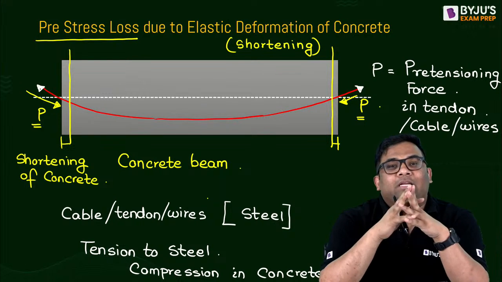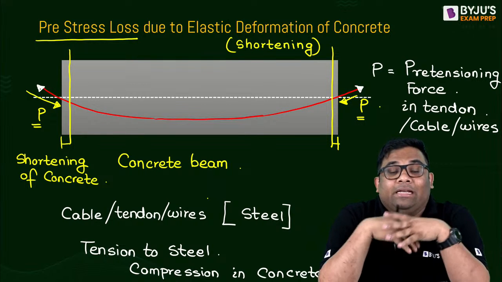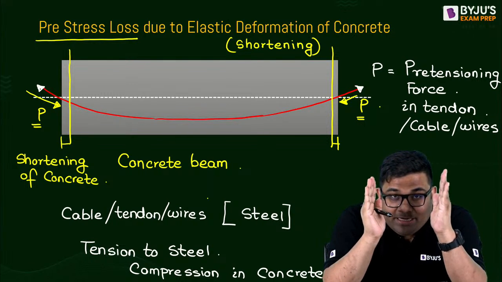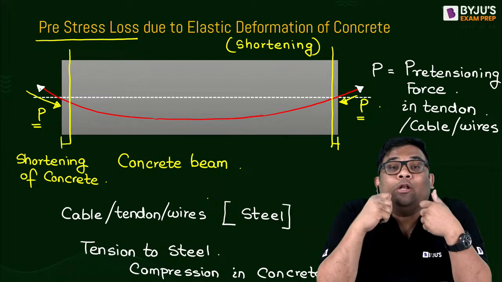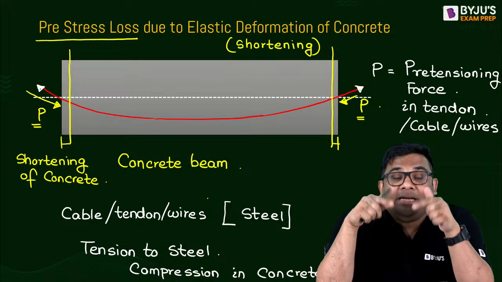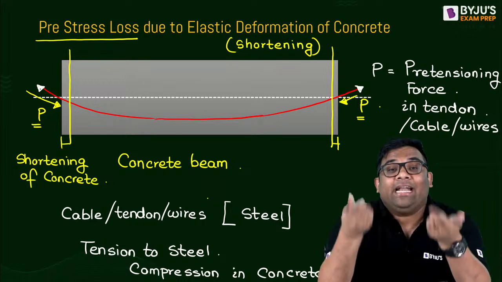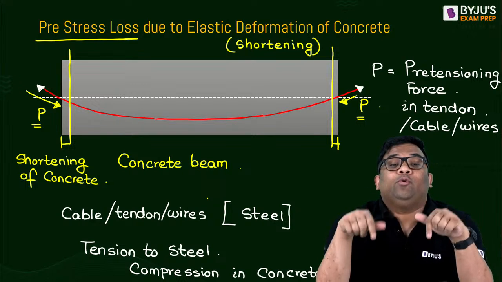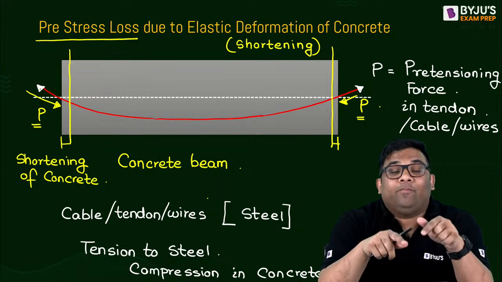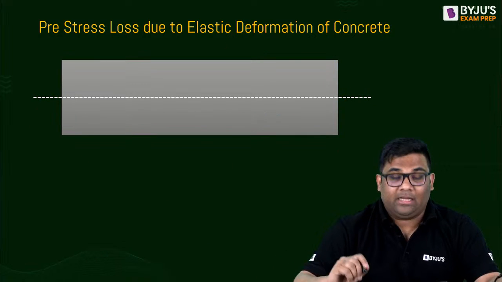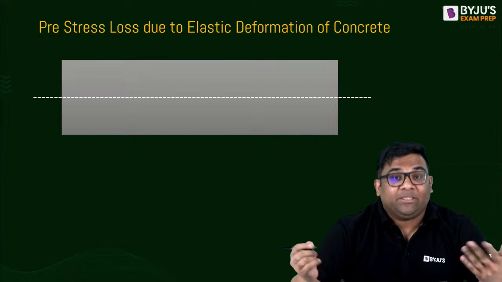Loss of pre-stress. So we will repeat in English. What happens? Due to compression of concrete, the tendon loosens up, or I can say there will be loss of pre-tension force in the tendon, and this loss is known as pre-stress loss due to elastic deformation or shortening of concrete. Understood? So now let us find out the expression.